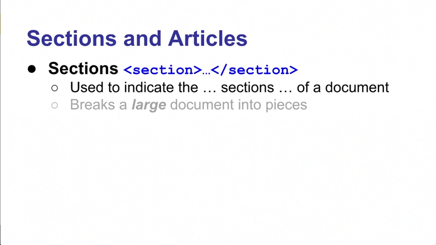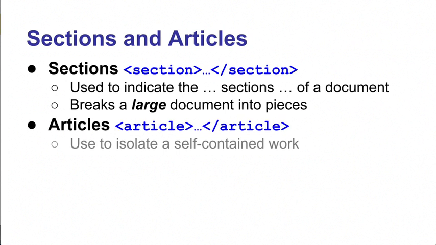The last two sectioning elements are still a bit controversial, mostly because the guidelines for their use are somewhat subtle, opening them up to plenty of abuse by inattentive web designers. Sections are used to indicate the sections of a document. Got that? The intended usage is to break large documents into more manageable pieces. Articles are used to isolate self-contained work that could stand as separate pages.